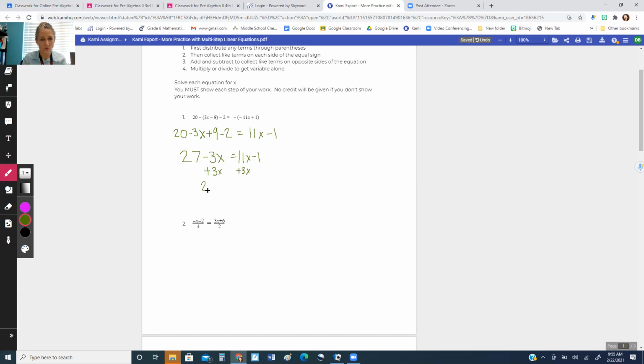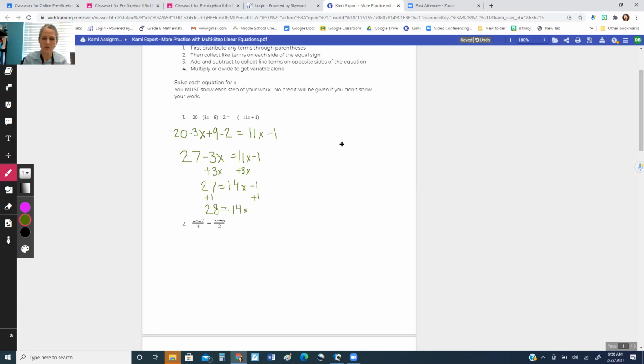So I have 27, it's supposed to be 27. 27 equals, let's see, 11 plus 3 is 14. So 14x minus 1. Got to get this -1 away from the x. We can't have them together. So the opposite of subtraction is addition. So I'm going to add 1 to both sides. So I get 28 equals 14x.